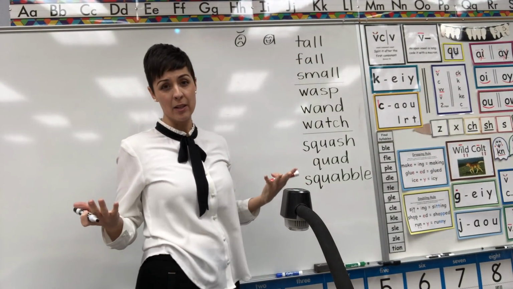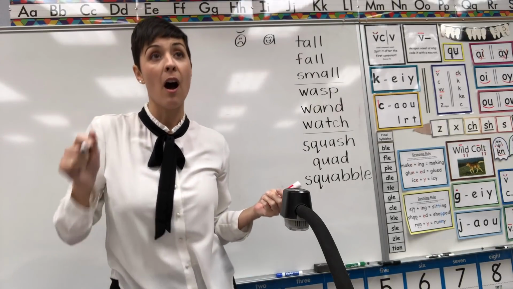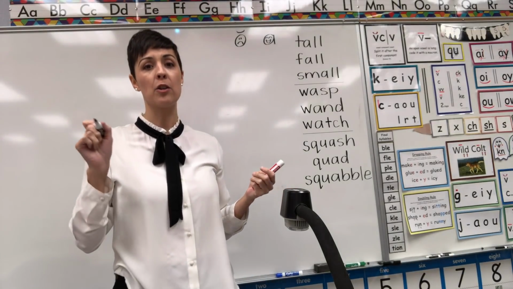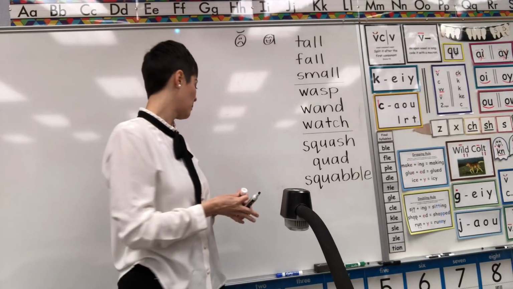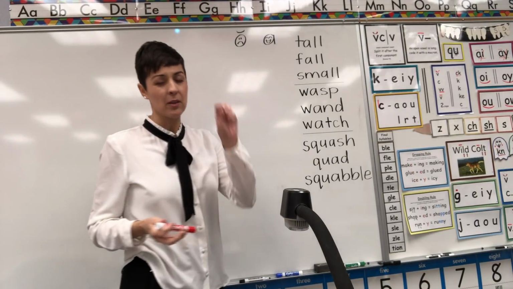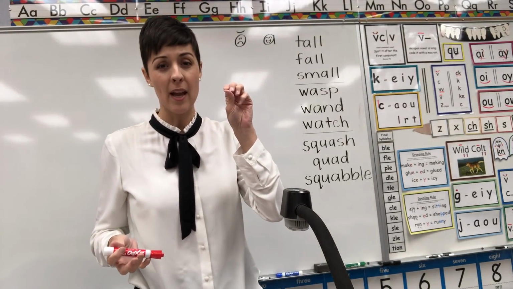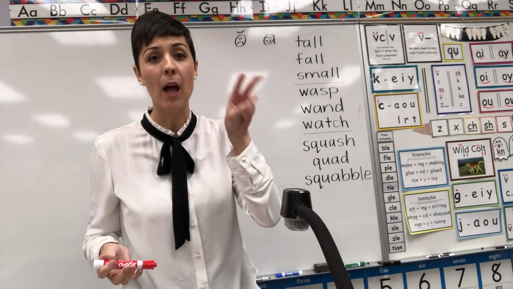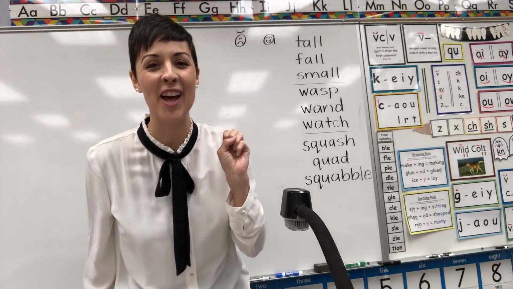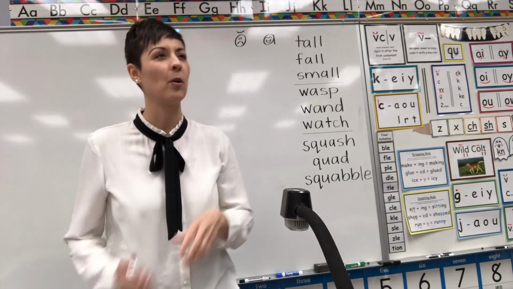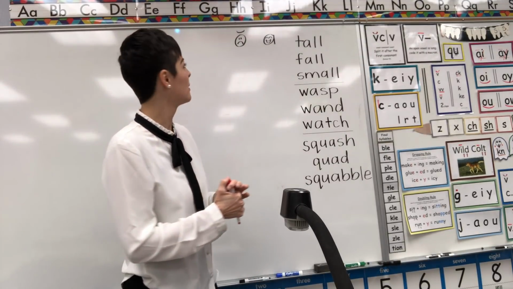So instead, to show that the A is saying ah, we're going to give it 2 little dots. And when I draw the 2 dots, they're just very small above the letter A, and I call them umlauts. Can you say it? Or actually together it's just an umlaut.